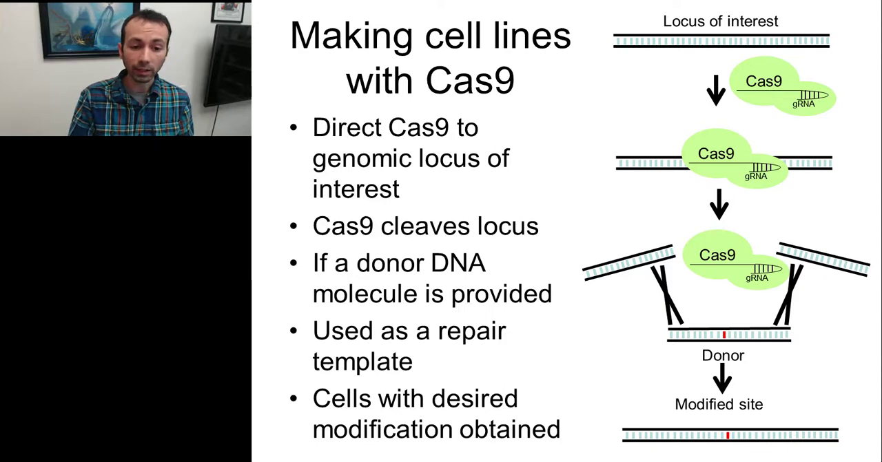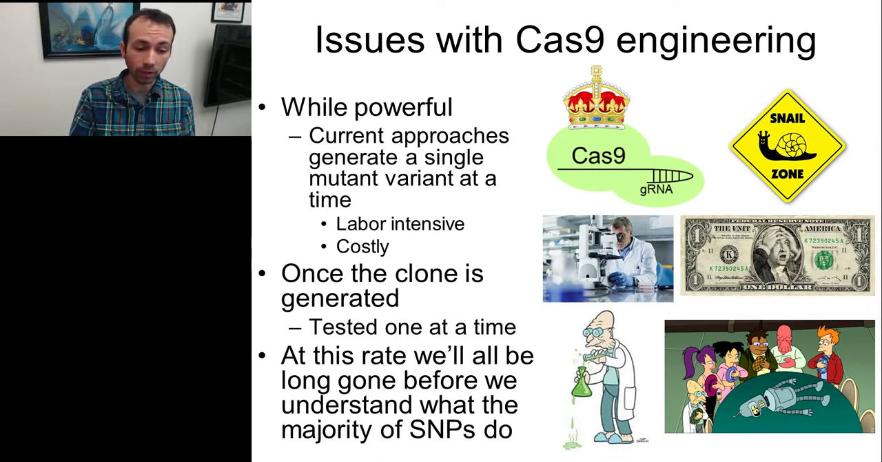So what are the issues with Cas9 engineering? While Cas9 is certainly powerful and is probably the best tool we have out there right now to make genome modifications, current approaches are very slow because they basically do one mutant variant at a time. So you take your time, you build one cell line. After a couple of months, you then test it. And that's really labor intensive. It's also rather costly, even though it's obviously much cheaper than it was several years ago. And in addition, once this clone is generated, you then are going to test them also one at a time.